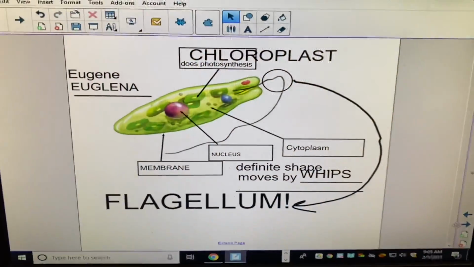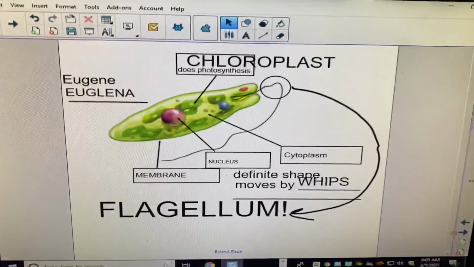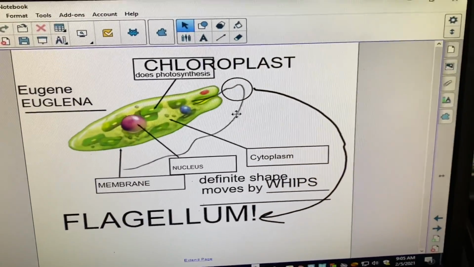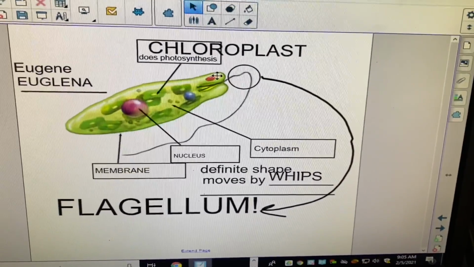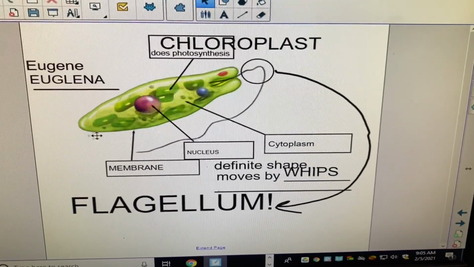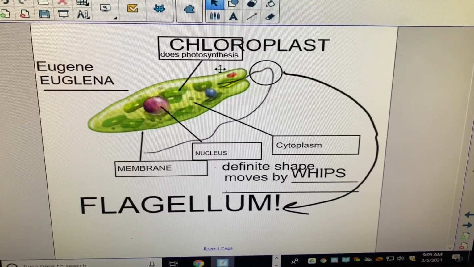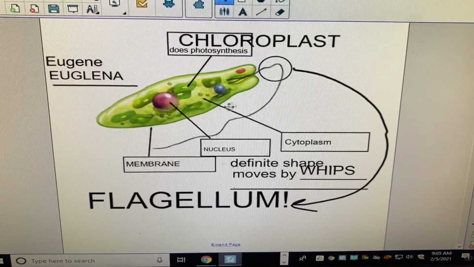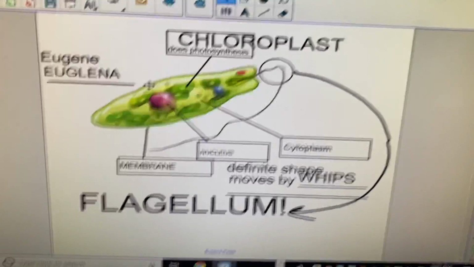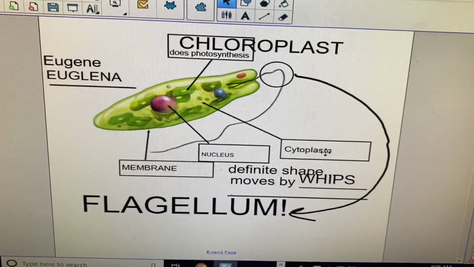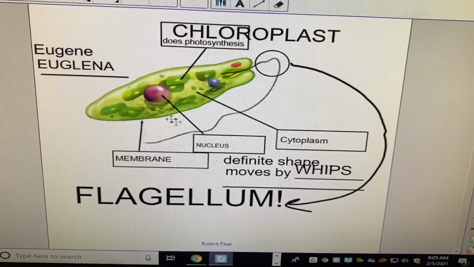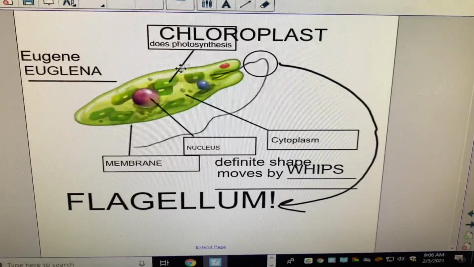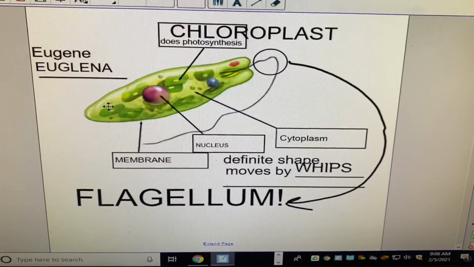Let's take a closer look at our third member of the Hall of Fame, Eugene the Euglena. Now look at Eugene. He's interesting. Just like Amy and just like Perry, he has a membrane. Inside that membrane is cytoplasm. And he also has the nucleus nugget floating around in there, but he's got something else. He's got these little green nuggets also floating around on the inside.